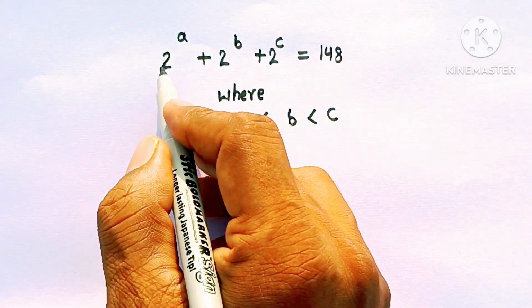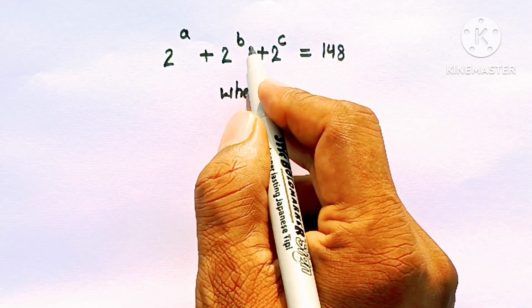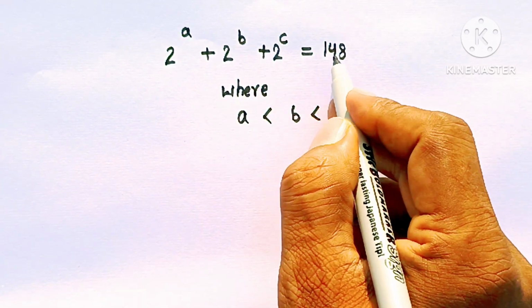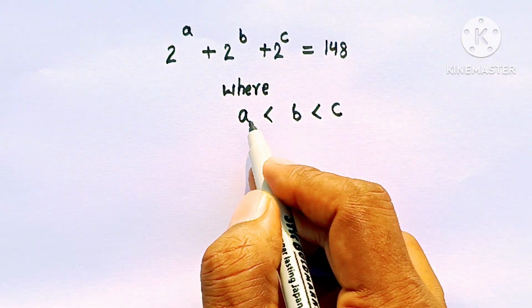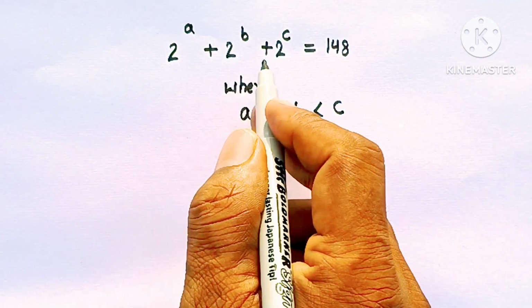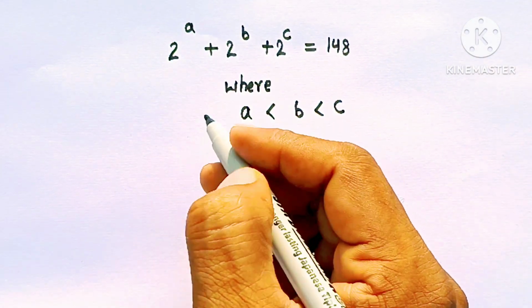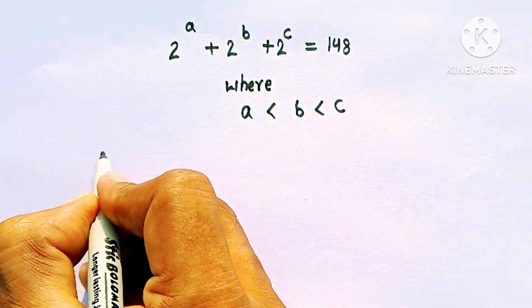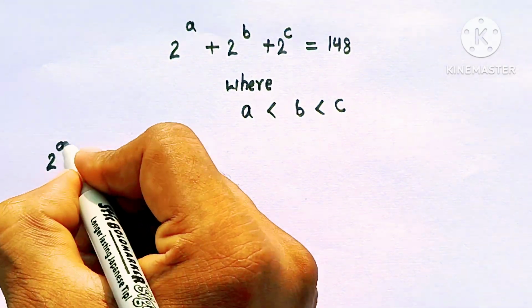Today we have 2 to the power a plus 2 to the power b plus 2 to the power c is equal to 148, where a is less than b, b is less than c. We need to find the value of a, b and c respectively. Let's proceed. Here I am just going to take 2 to the power a common.